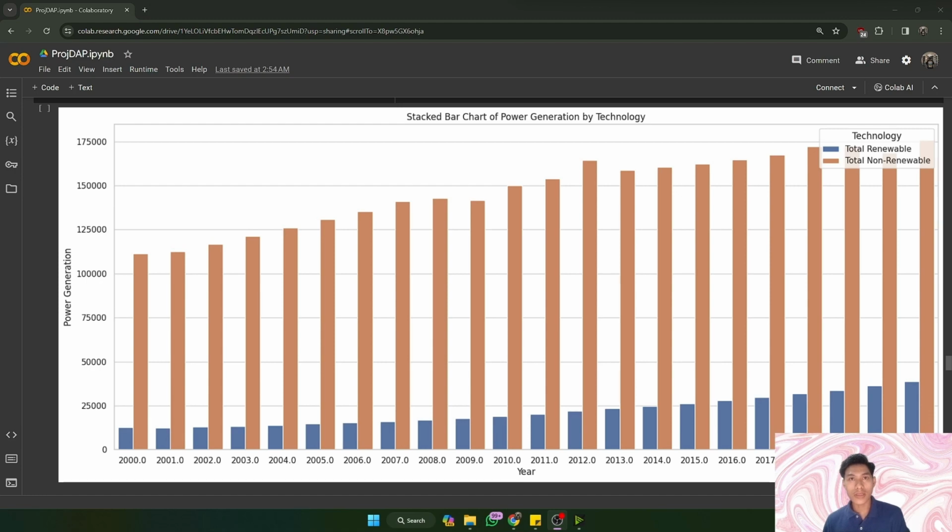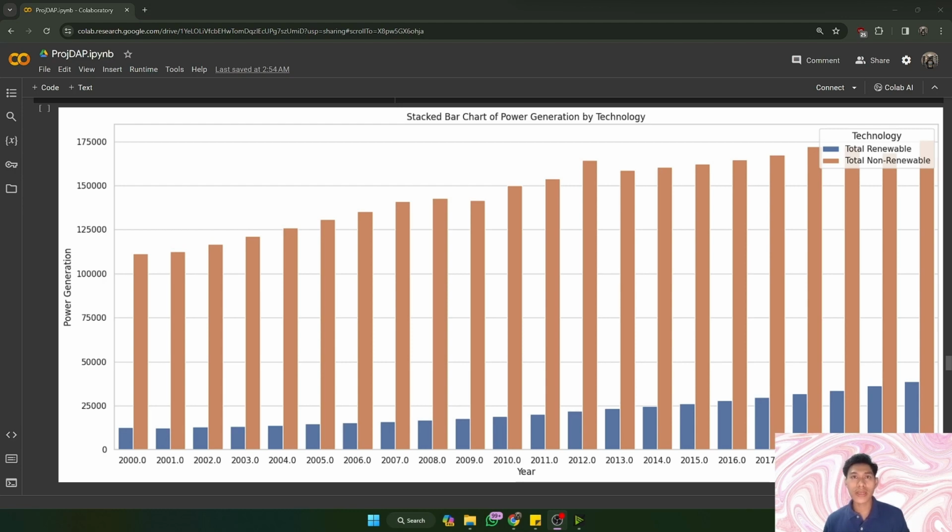Here, throughout the years, there's an evident dominance of non-renewable energy sources. This could be due to the availability and established infrastructure for non-renewable energy sources like coal, natural gas, and oil. Starting around 2019, there's a noticeable increase in renewable energy production. This could be attributed to advancement in renewable energy technologies, cost reductions, and increased awareness about environmental sustainability.